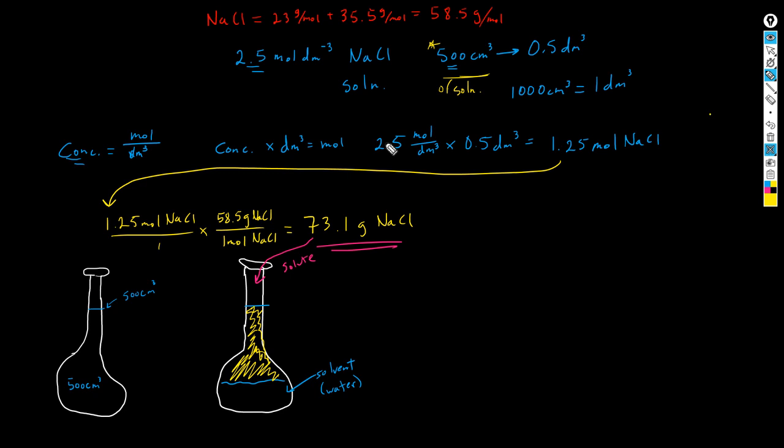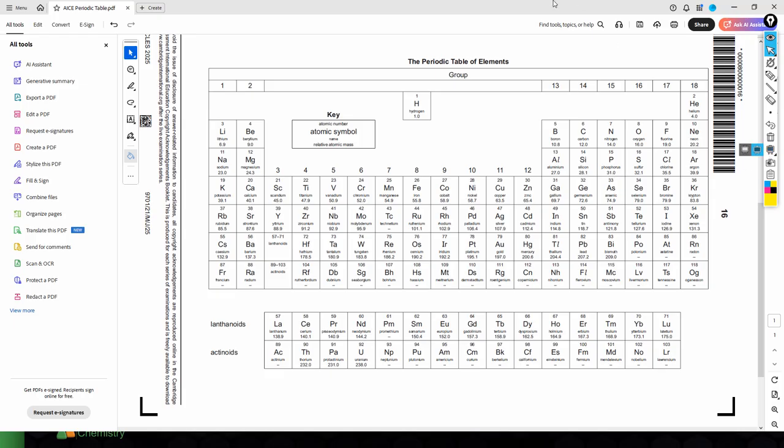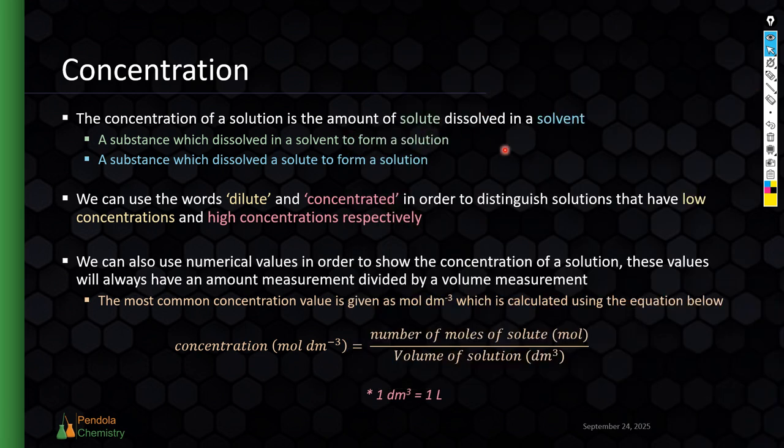We always add the solute first to a small amount of the solvent, or at least to half of the solvent we're going to use at the end. Shake it, mix it, and then add the rest of the solvent to make the solution to the volume that we want. All right, so let's get on with the lecture. So that's how we use concentration to make solutions.